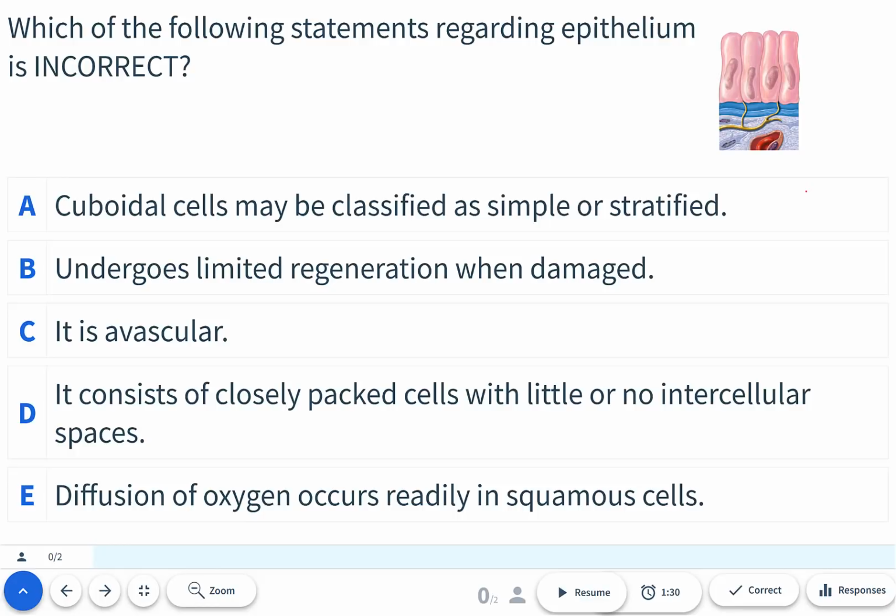D, it consists of closely packed cells with little or no intercellular spaces. This is again correct, unlike the connective tissue, where there are a lot of intercellular spaces, there is matrix, and the cells are not so closely packed. Diffusion of oxygen occurs readily in squamous cells. That's correct. Squamous cells, which are very thin, allow the diffusion of oxygen through them, like what happens, for example, in the lining of the alveoli of the lung, where it is lined by simple squamous epithelium.